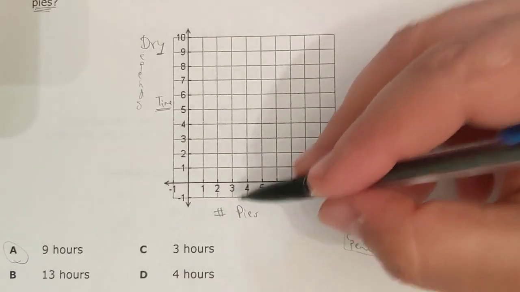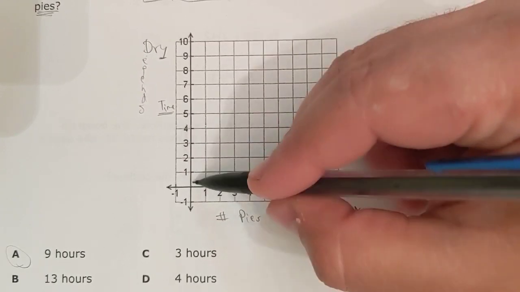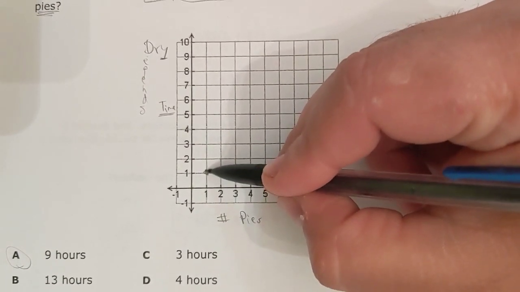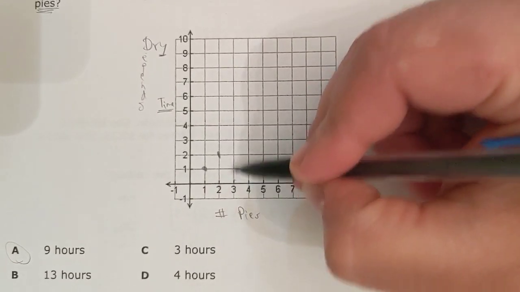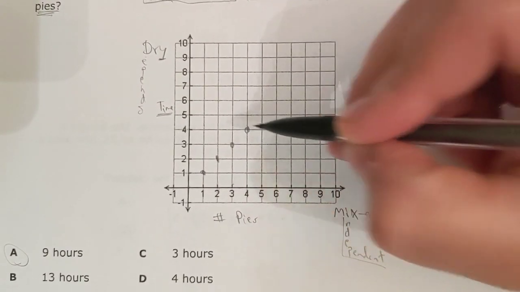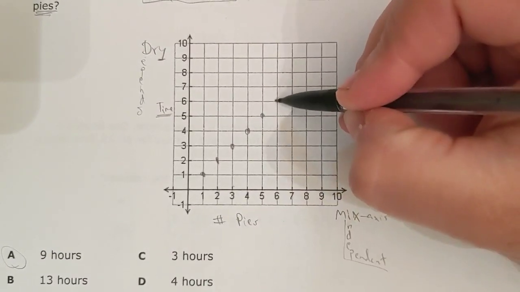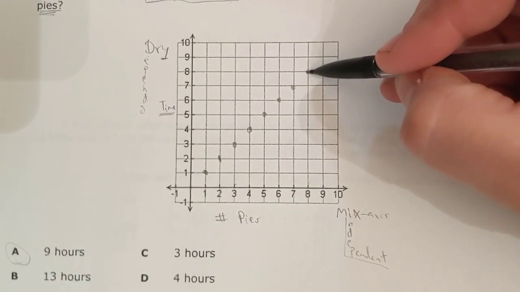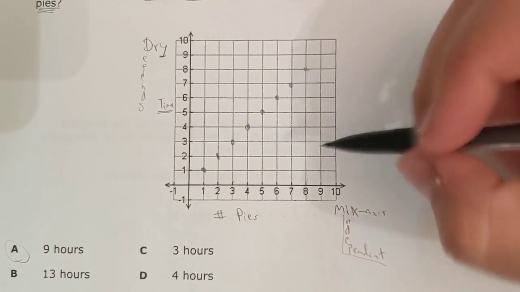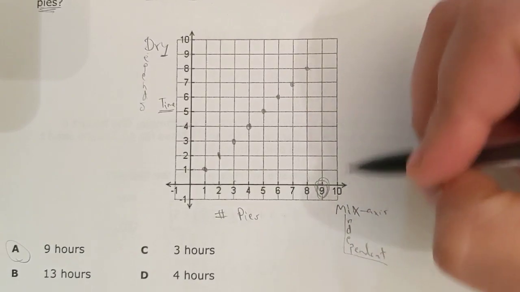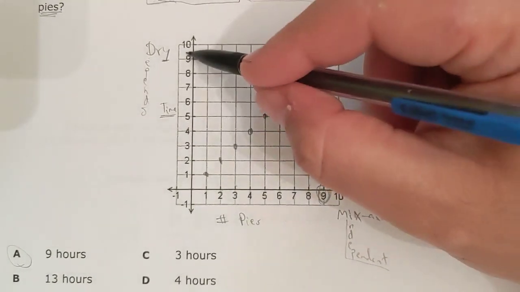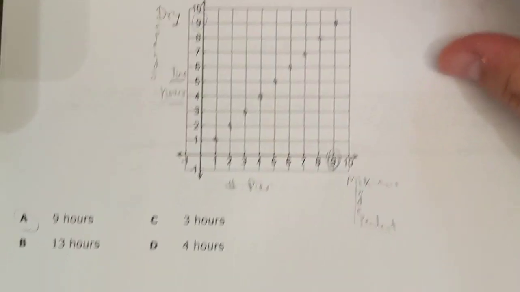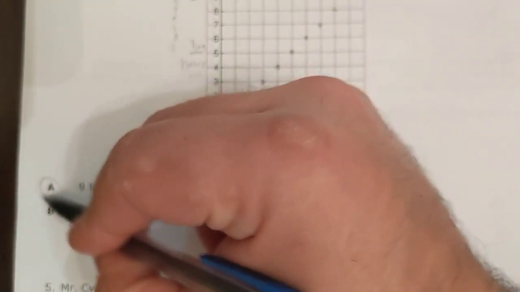Okay, so the number of pies: if she cooks 0 pies, it is going to take her 0 hours. That makes sense. And then over here, if she takes 1 pie, it's going to be 1 hour. 2 pies, 2 hours. 3 pies, 3 hours. 4 pies, 4 hours, and so on. 5 pies, 6 pies, 7 pies is going to be 7 hours. 8 pies is going to be 8 hours. And here's what we need. We need 9 pies, so that's going to take her exactly 9 hours, because the time here should be in hours. So my final answer for this one was answer choice A.